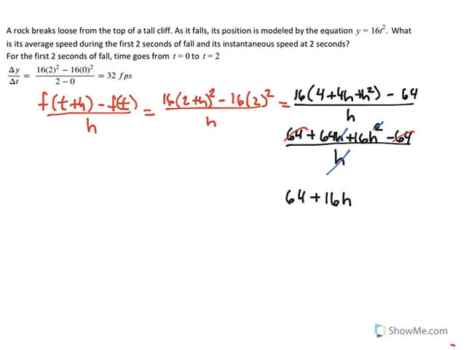That presented a problem for us because we could not divide by that delta t being 0, or delta t being h. We could not divide by that h being 0. But now that we have summed those 64s to 0, that left us with, in our numerator, two terms that have h, and in our denominator we had that h. We're able to divide that out. So now we're left with 64 plus 16h, and at 2 seconds h equals 0. So when we substitute that in for h, we've got 64 feet per second, the instantaneous speed at 2 seconds.